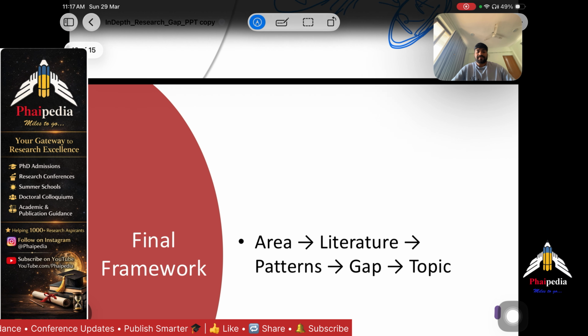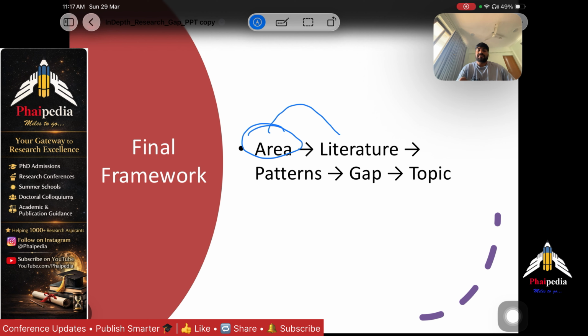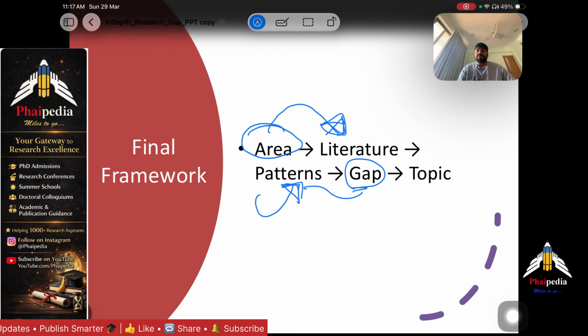So the final framework will be: area. Then we see the literature on that particular area, and then we analyze the pattern, like the limitations and future scope. Then we find the gap on the basis of that, and then we select the topic and do the research on this topic.